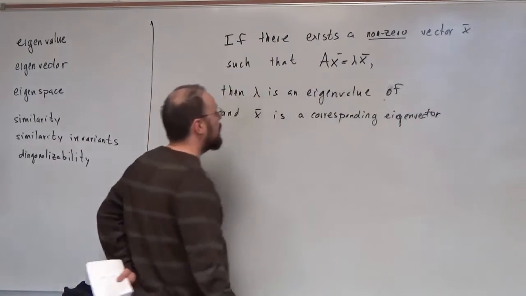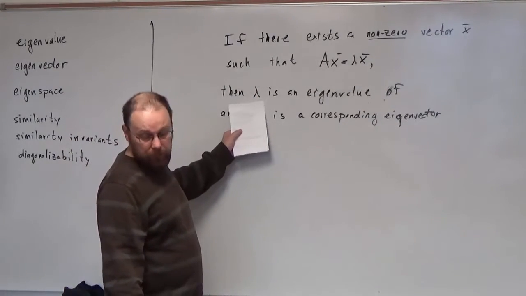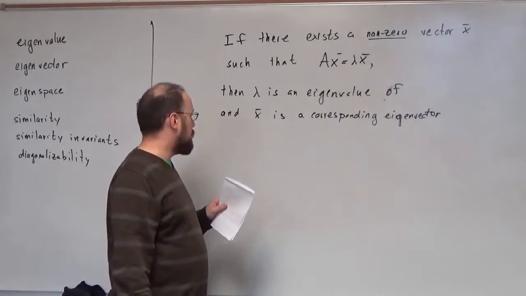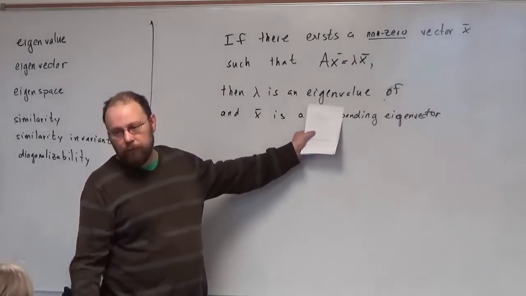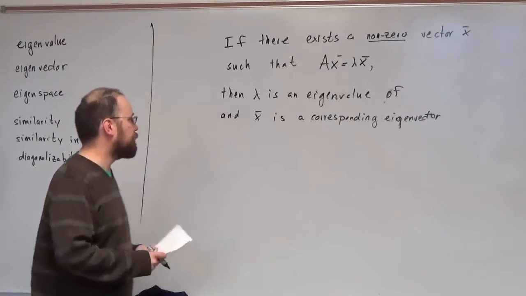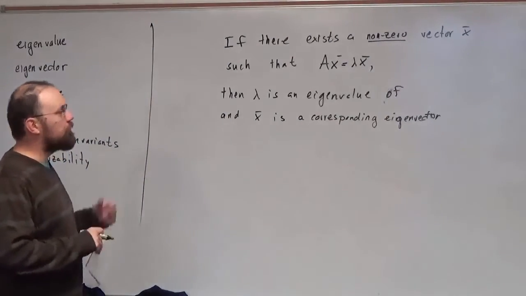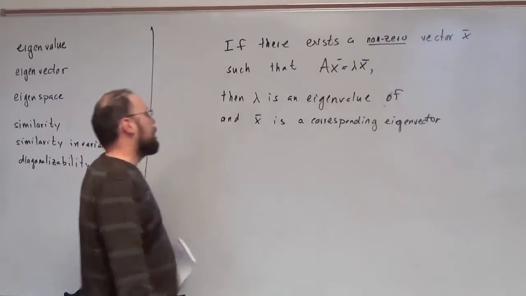All right, so sometimes this is called a characteristic value for the matrix, and this would be a characteristic vector. I believe eigen is German. It's characteristic or property of, intrinsic value.